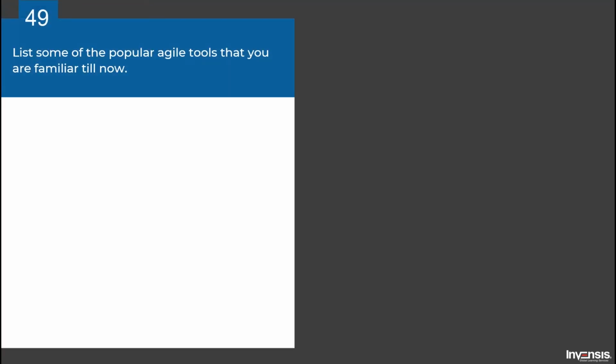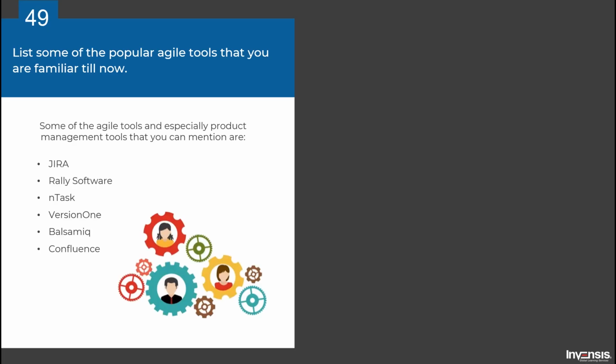List some of the popular Agile tools that you are familiar with. Some of the Agile tools and especially product management tools that you can mention are Jira, Rally Software, nTask, VersionOne, Balsamiq, Confluence, and many others. Folks, if you want to know more about other product development and management tools, you can take a look at our top 10 product owner tools on Invensis Learning YouTube channel.